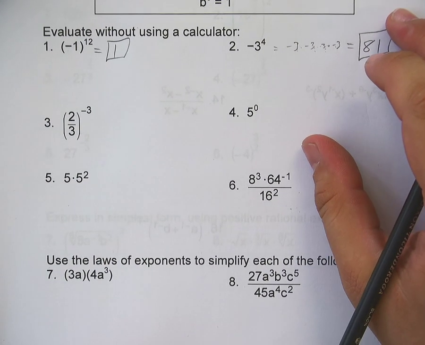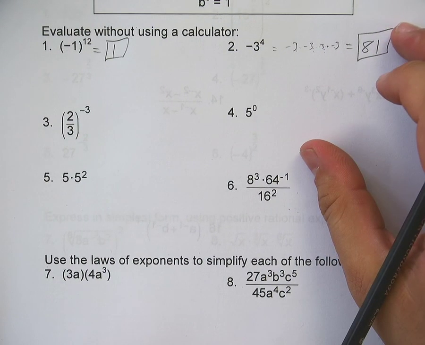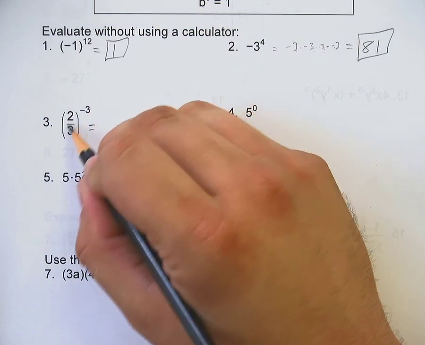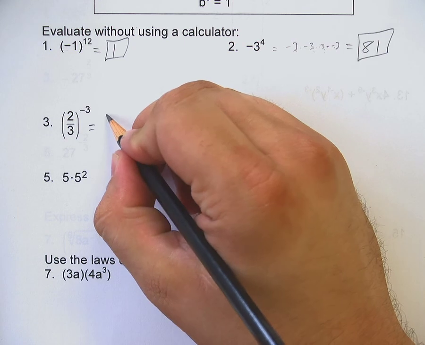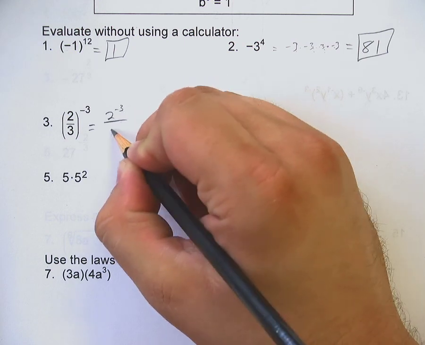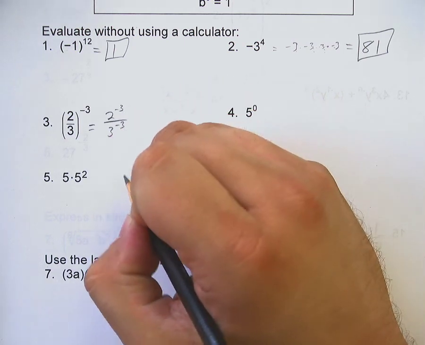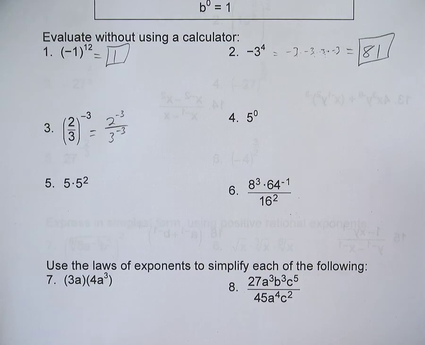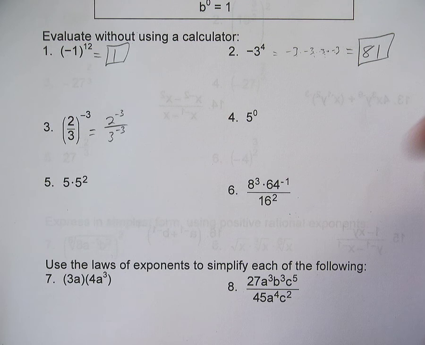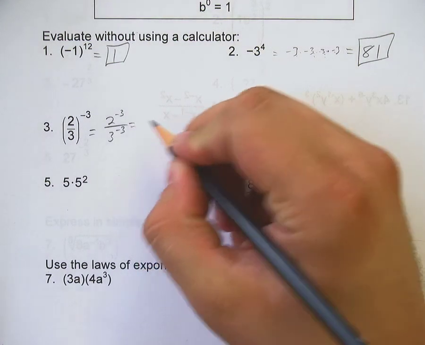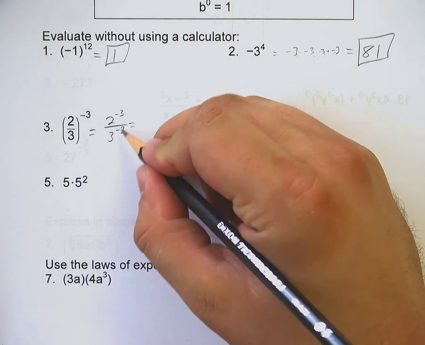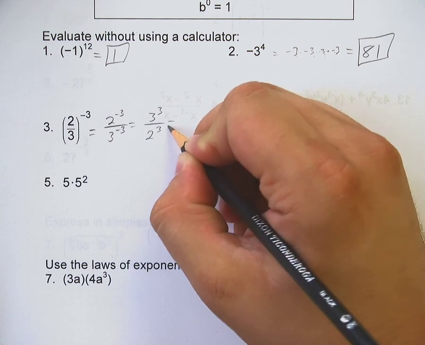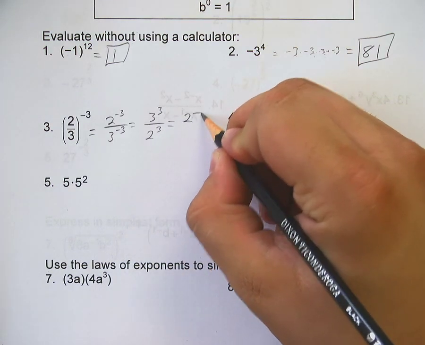2/3 to the negative 3. All right, so let's simplify this here. When we have a setup like this, we're going to say that it is 2 to the negative 3 over 3 to the negative 3. Multiplication and division are the only times when you can distribute that exponent evenly. So we have to flip these, obviously. We can't leave the exponents negative, so it's 3 to the 3 over 2 to the 3, which is 27 over 8.